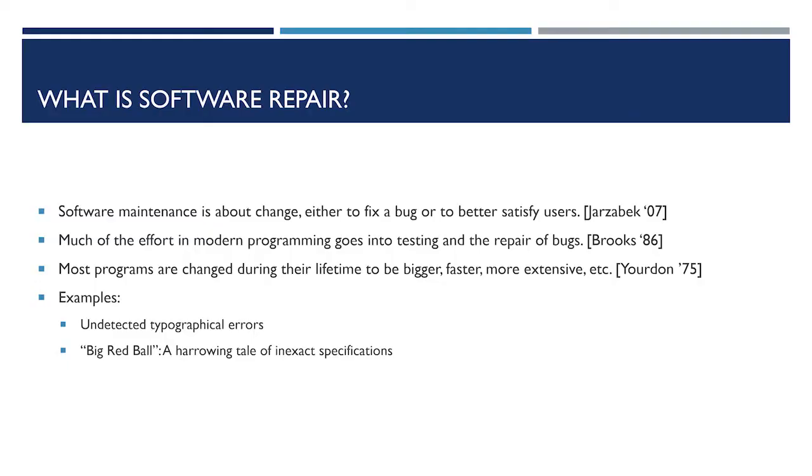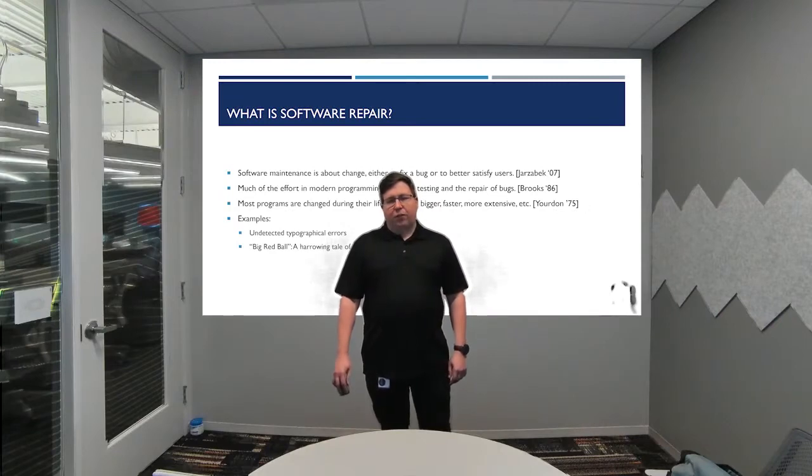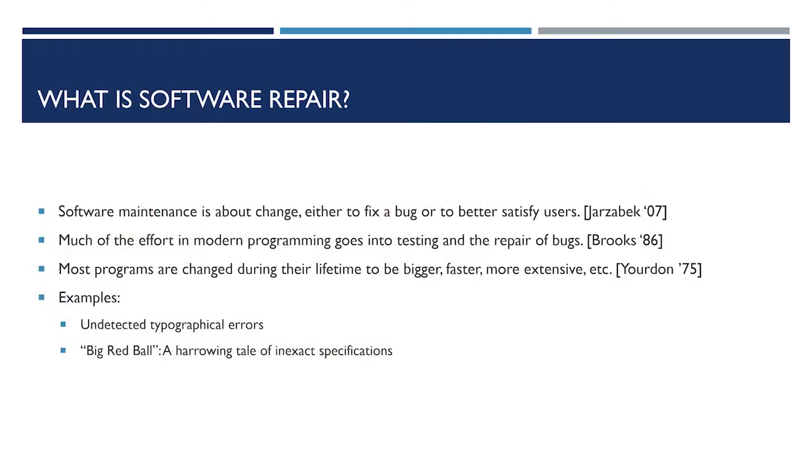What is software repair? Jarzobec defines it as software maintenance that's mostly about change, either to fix bugs or to better satisfy users. Fred Brooks describes it as much of the effort in modern programming that goes into testing and the repair of bugs. Jordan describes software repair in that most programs are changed during their lifetime to be bigger, faster, more extensive, etc. Some examples of software repair are undetected typographical errors that sneak their way into production.